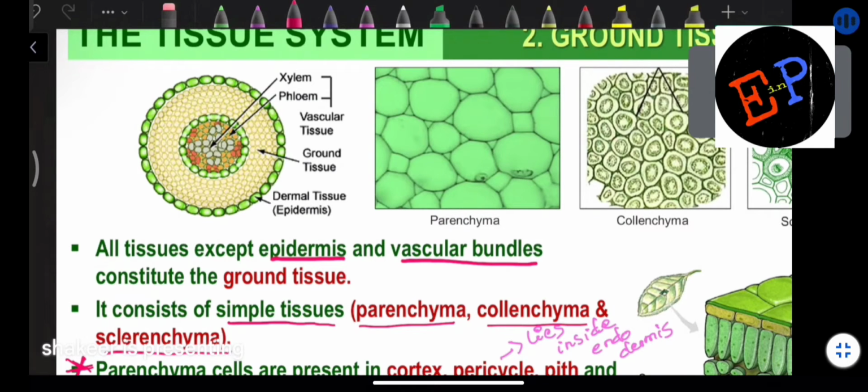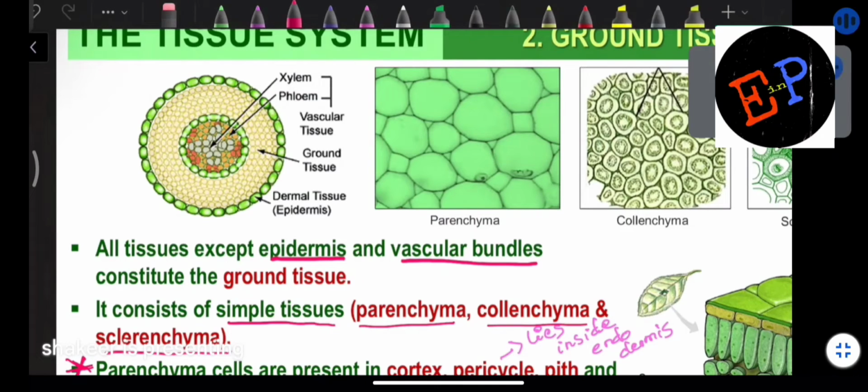A question can be asked from this portion. They are present in the cortex and in the pericycle. What is meant by pericycle? It is a region which lies inside the endodermis. What is meant by endodermis? The innermost layer of the plant stem is called the endodermis, and inside this endodermis you can find a layer which is called the pericycle.